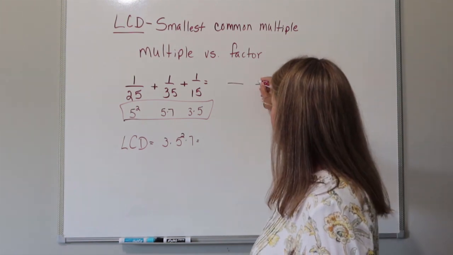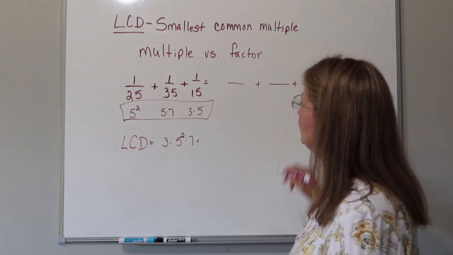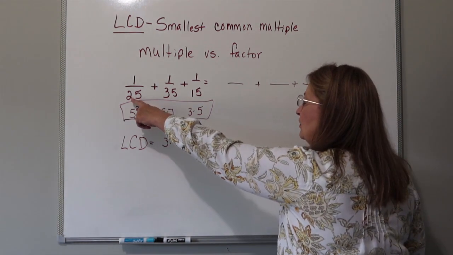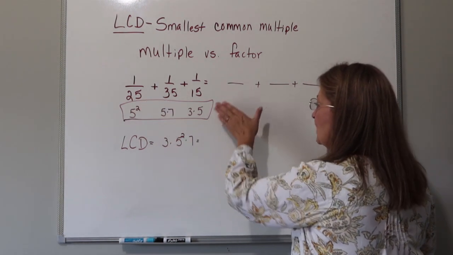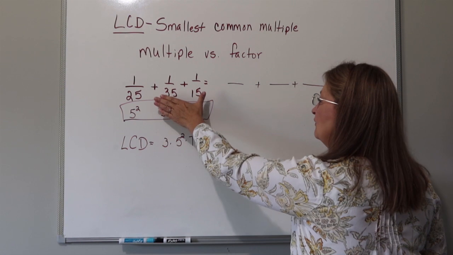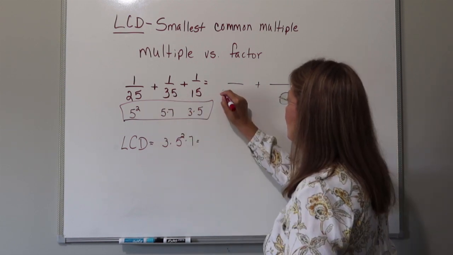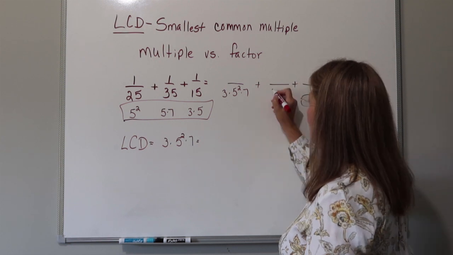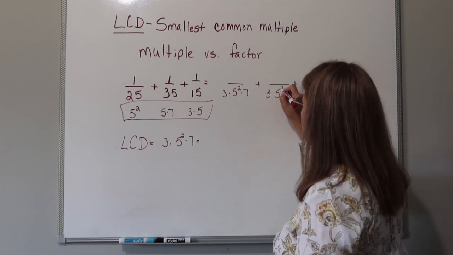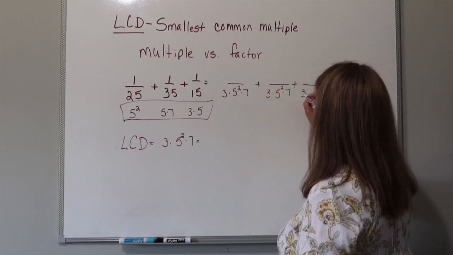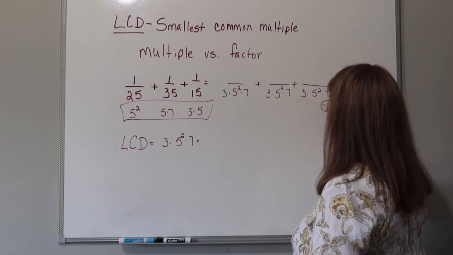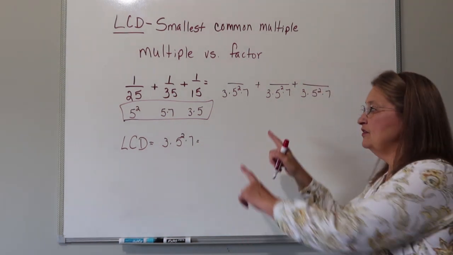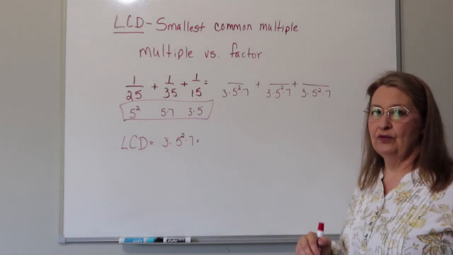So what I have now, let's look at this. This was my old denominators. I want to change all of these things. I want to adjust them so that they all have this new denominator. So I'm going to write this under each fraction, okay? This is the denominator that I want.